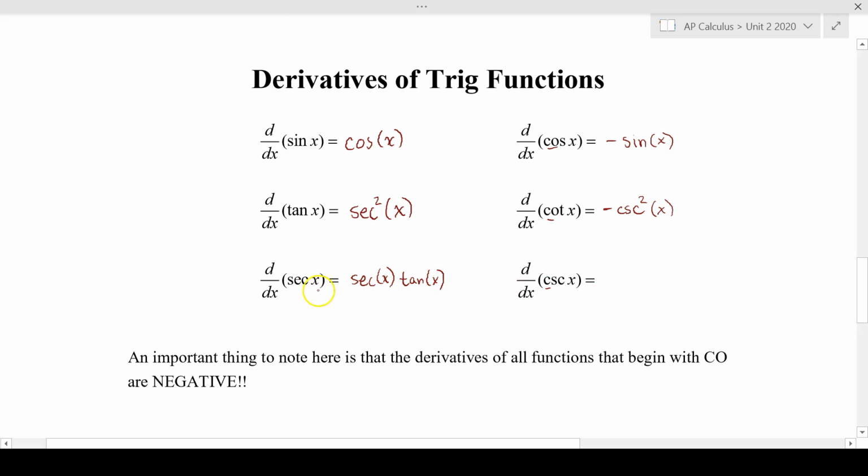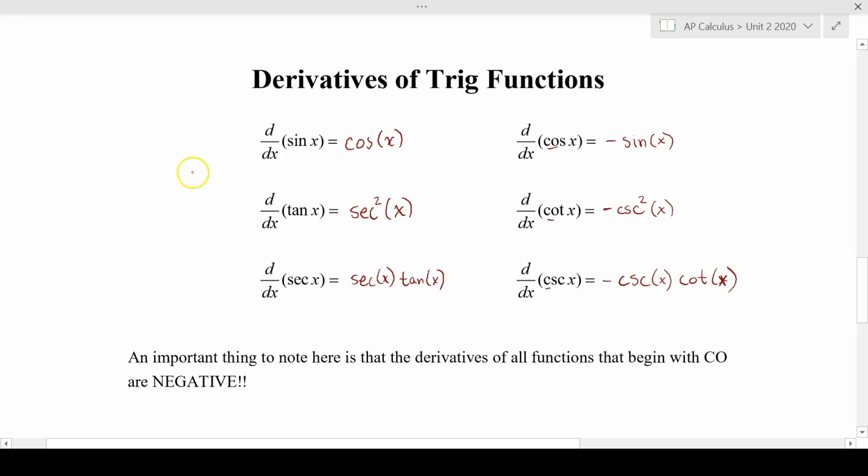And over here it says on the left, derivative of secant x tan x, so the derivative of cosecant x is negative cosecant x cotangent x. So I hope that some of that kind of makes sense.